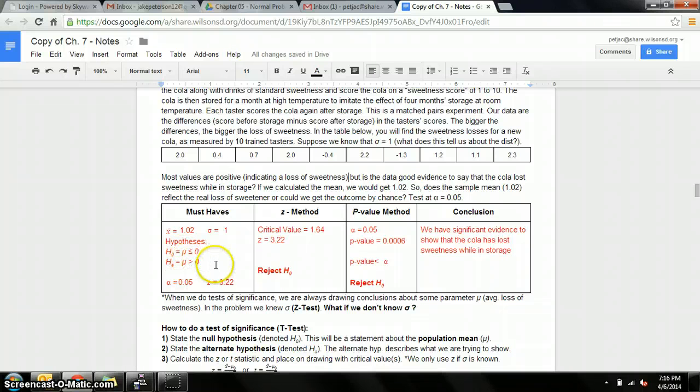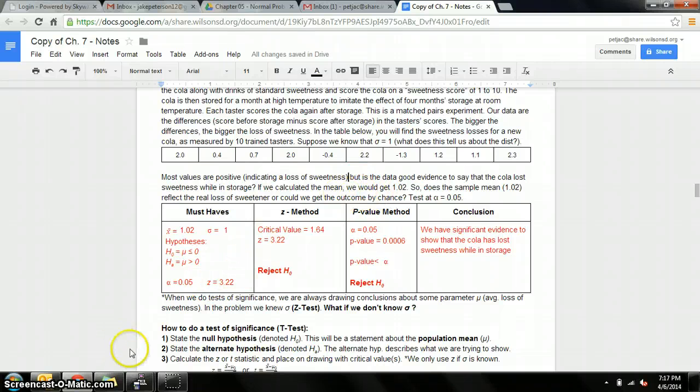Okay? So if we're reading this here once again, it says, is this data good evidence to say that cola lost sweetness while in storage? So we want to know, is our population mean greater than 0? Because if it's greater than 0, that means it would be a positive value. And remember, positive values indicate a loss of sweetness. So that's why our alternate hypothesis is that. Your null hypothesis then would be less than or equal to. Level of significance is here, tested at 5% or a 0.05 level of significance. And this is our z-score for our actual value.